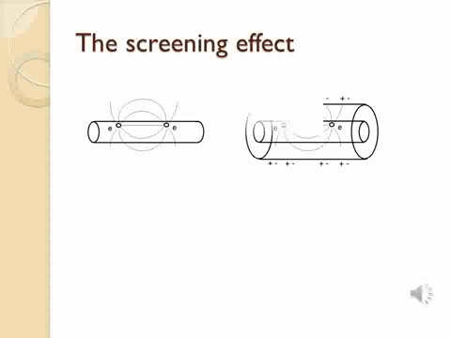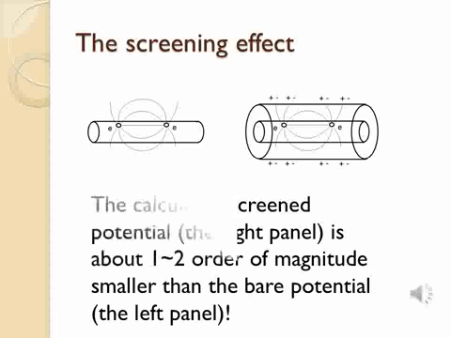With a single CNT, the electric lines spread over all the space. This is the bare Coulomb coupling without screening. However, if there is an outer metallic shell, the Coulomb interaction will be screened, and its strength can be estimated with a random phase approximation. It is about 1 to 2 orders of magnitude smaller than the bare potential.